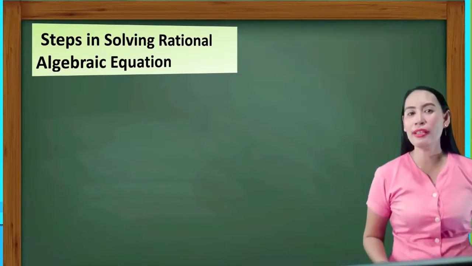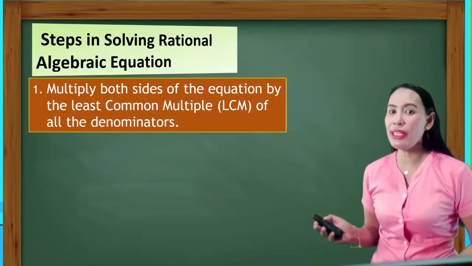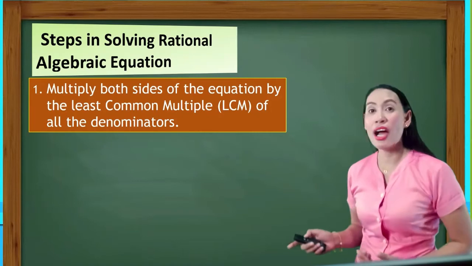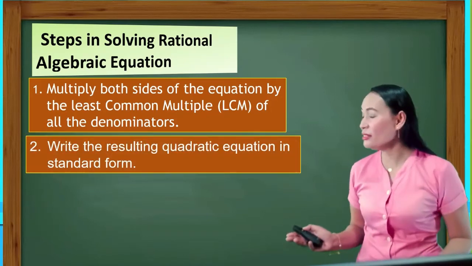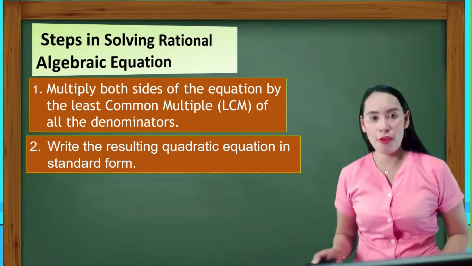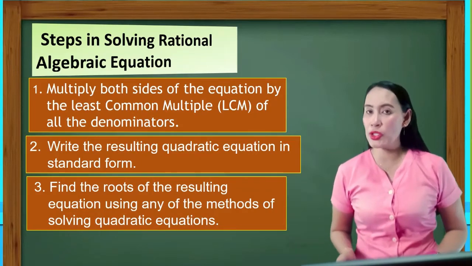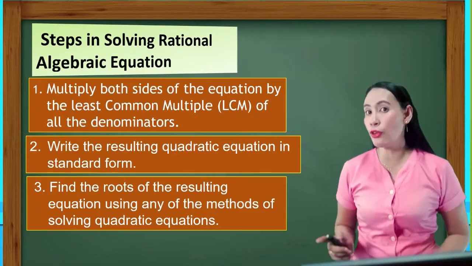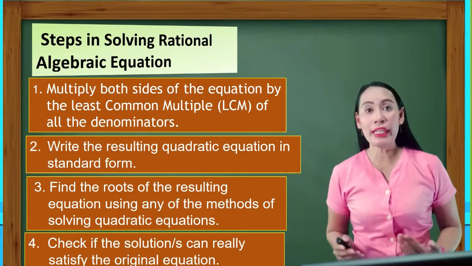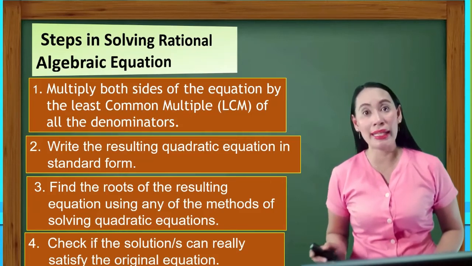So the steps are, first, multiply both sides of the equation by the least common multiple or LCM of all the denominators. Second, write the resulting quadratic equation in standard form. Third, find the roots of the resulting equation using any of the methods of solving quadratic equations. Fourth, check if the solution or solutions can really satisfy the original equation.